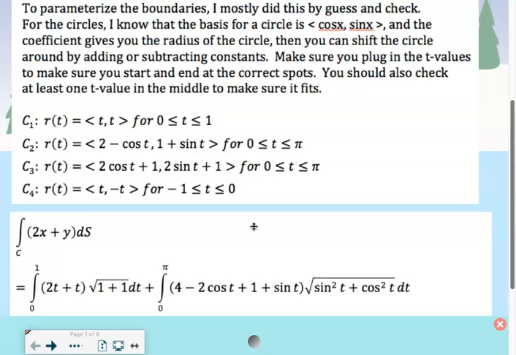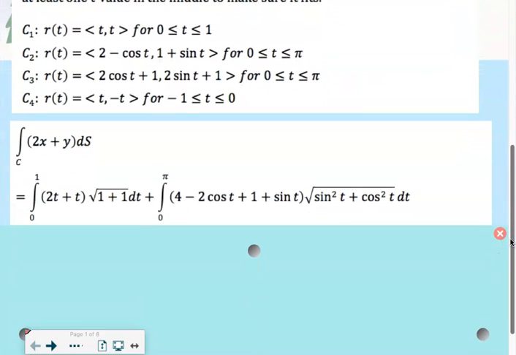So for the first one, you have to replace x with t and y with t times the arc length of the function from 0 to 1. Remember that it's the square root of x prime squared plus y prime squared. So 1 squared plus 1 squared, so you get root 2.